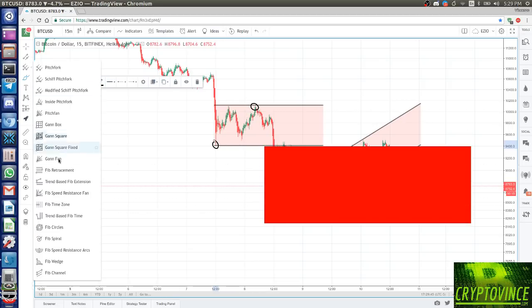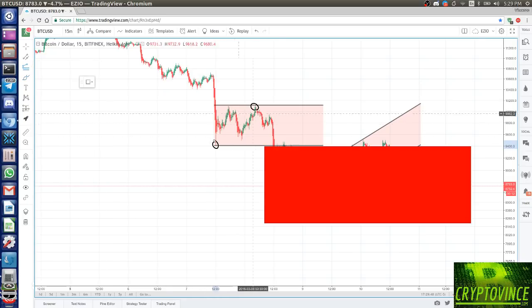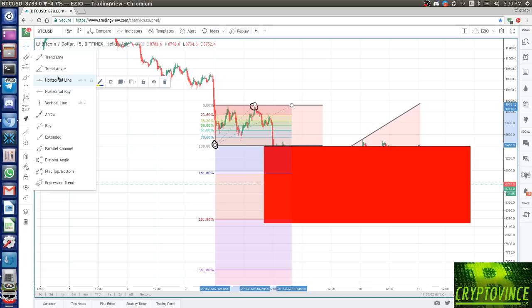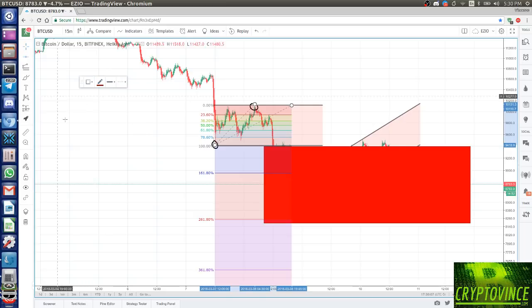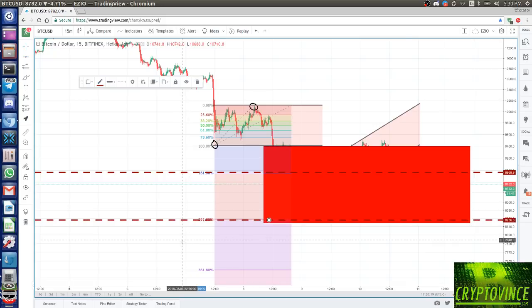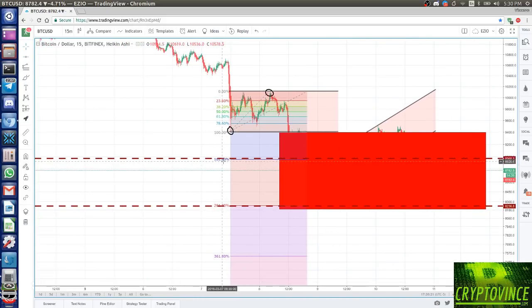So I can take the tool trend-based Fibonacci extension, click at the top, click at the bottom of this correction, and go back up. My next target will be, without looking at any of the other supports and resistances, of course we need to look at those too, but with just this tool I can be very, very precise: the 161% extension and the 261% extension would be my next targets. I usually go with just the first one, then the second one can be a hit too.